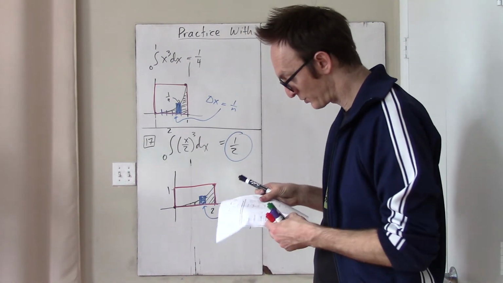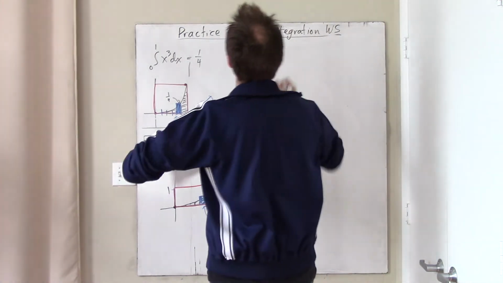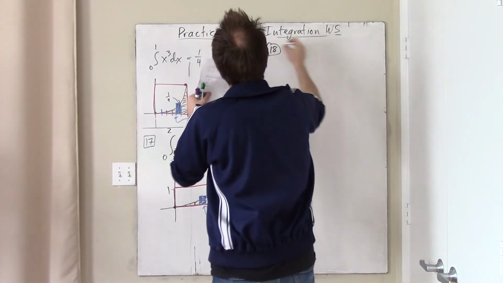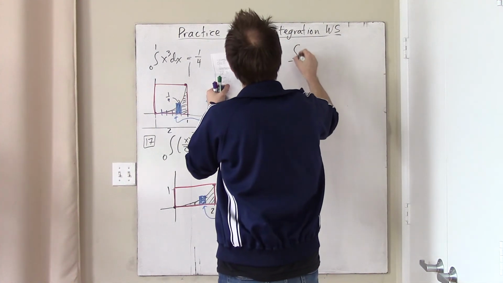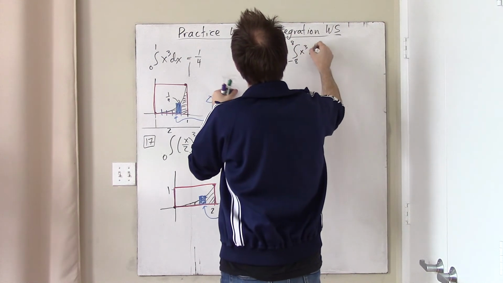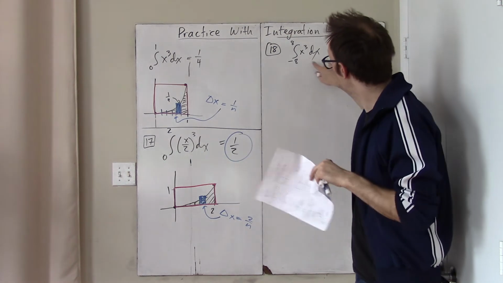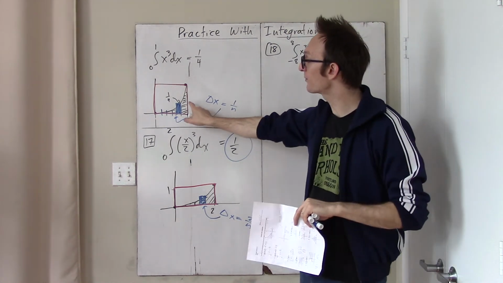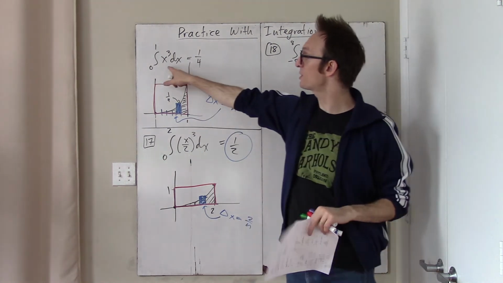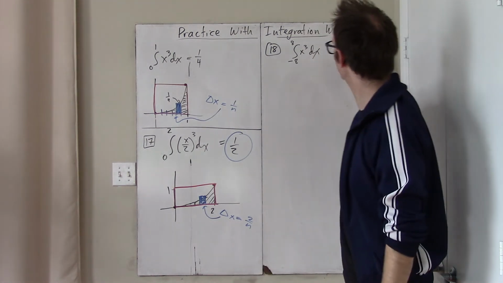The last three are just three more. 18 says, what's the integral from -8 to 8 of x cubed? Well, this problem seems to fall outside of the interval that we know about, because we only know what's going on between 0 and 1, but this is just a trick, right?